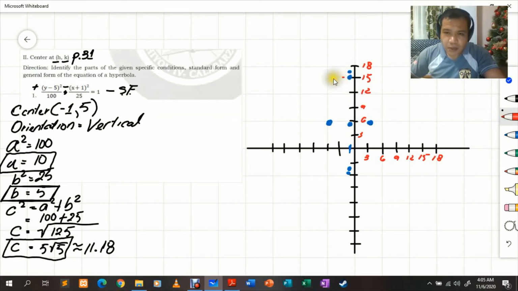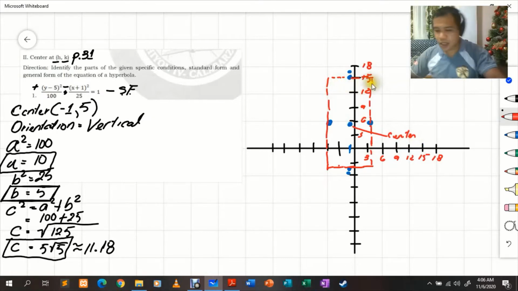Bago tayo mag-drawing ng hyperbola, gawa muna tayo ng dash lines, rectangular, na tatama sa a, b, and c. Once again, ang center natin is wala sa origin, nandito sa ibabaw. Ito yung center, by the way. Center. Okay. So, yan. Gawa na tayo ng dash lines.